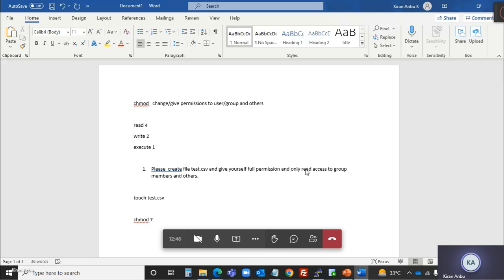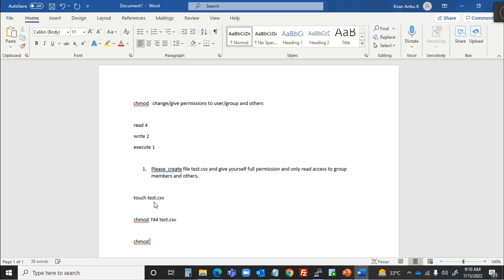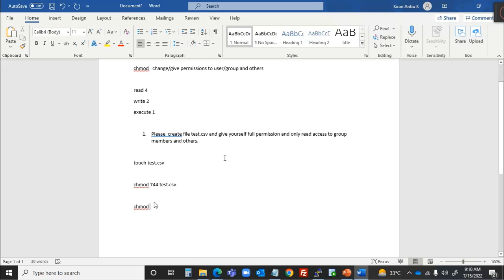Okay. So we have another way also, chmod. I said full permissions to only the user or owner, and read access to group and other members, right? So you can give user, U plus a.